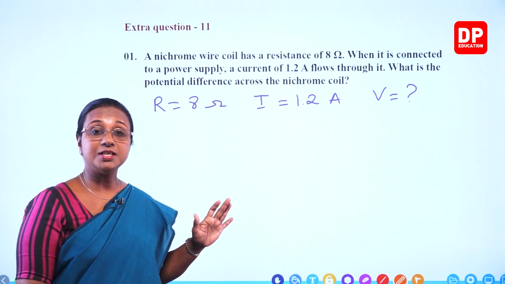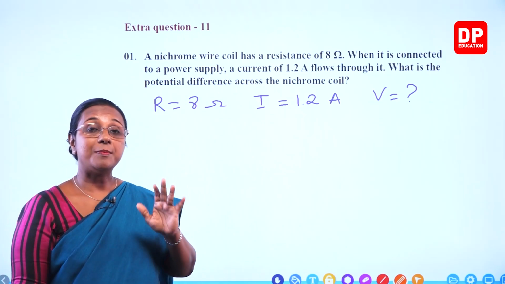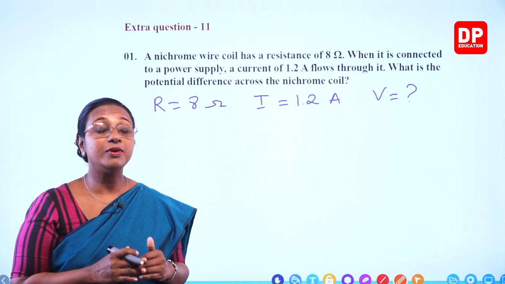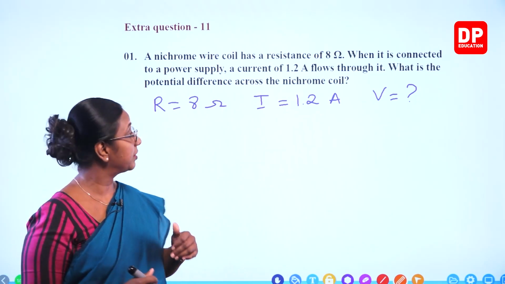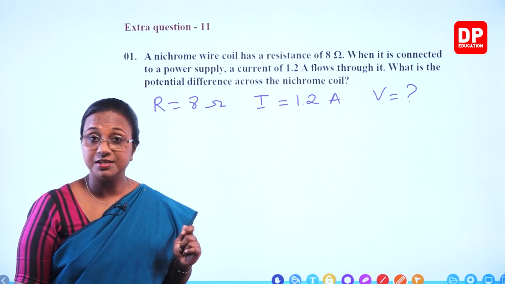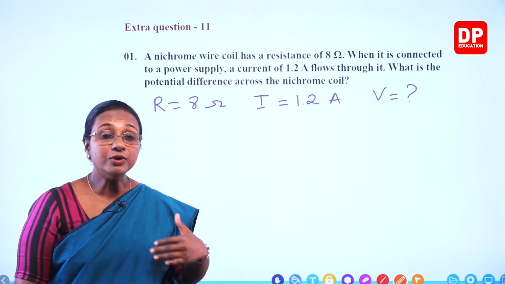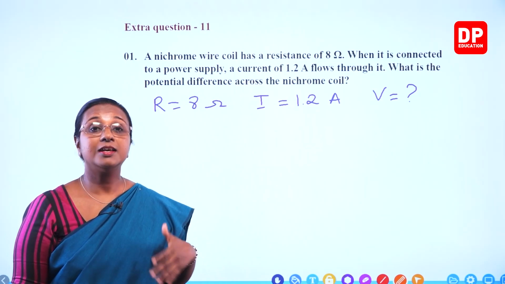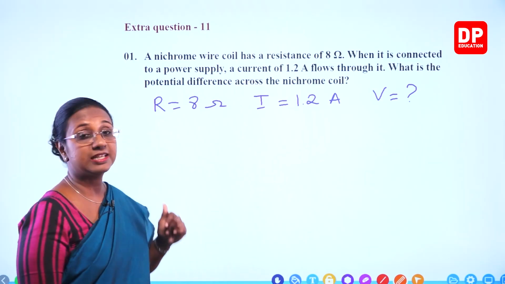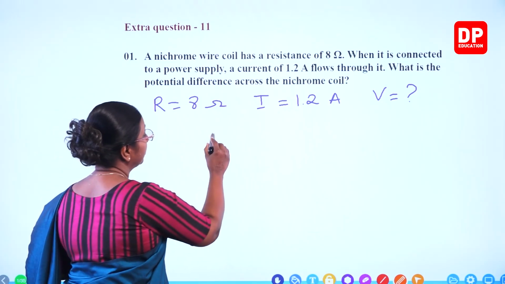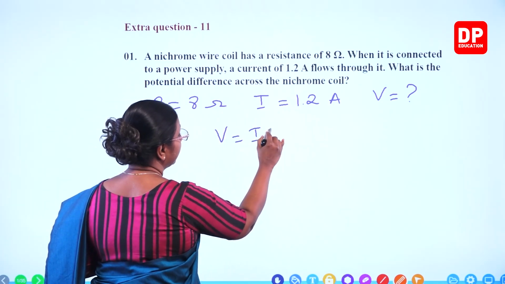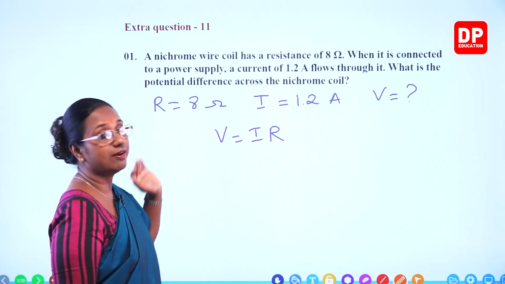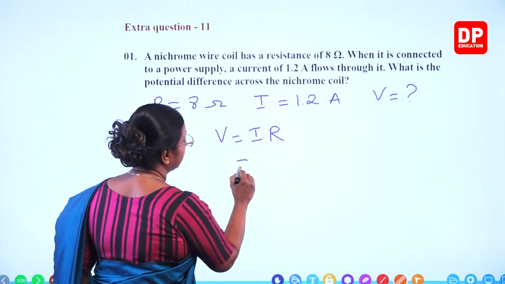At constant temperature, when you apply a certain potential difference across a conductor, the current flowing through the conductor is directly proportional to the potential difference. And from that, when you get the equation, potential difference divided by current gives you a constant value, that is the resistance. From that only, we get the equation V equals IR. So here, of course, you have I and you have R. So directly you need to substitute.